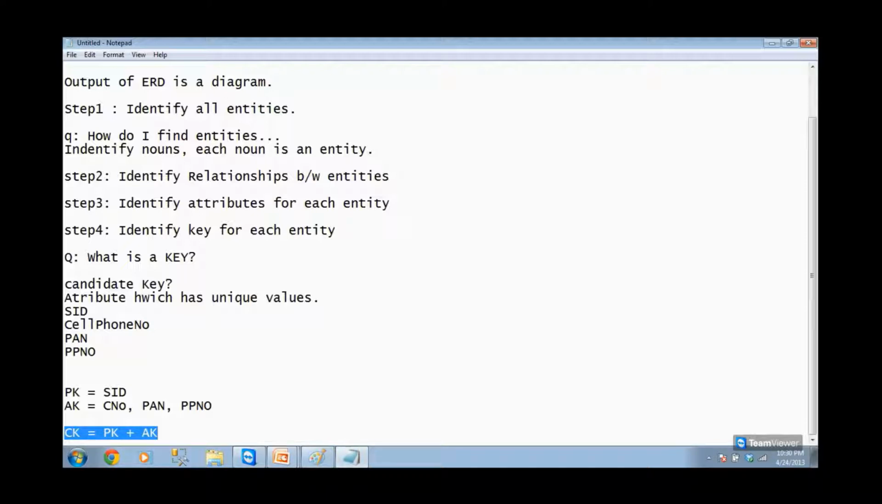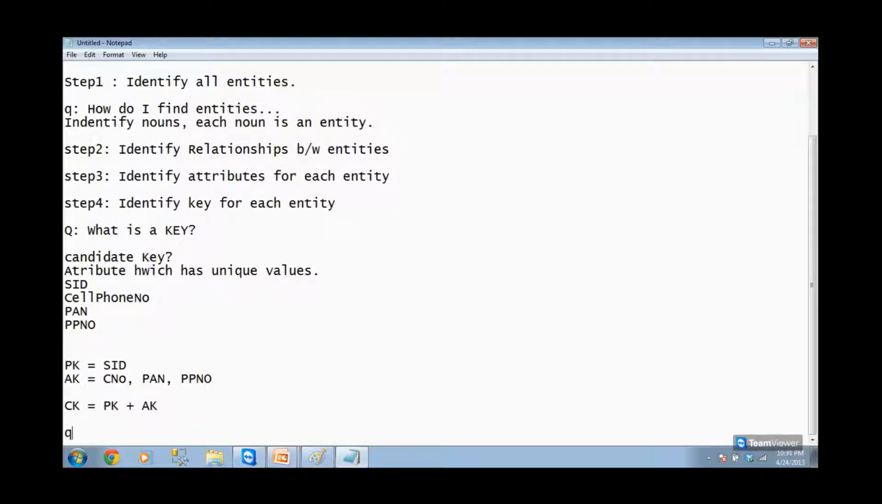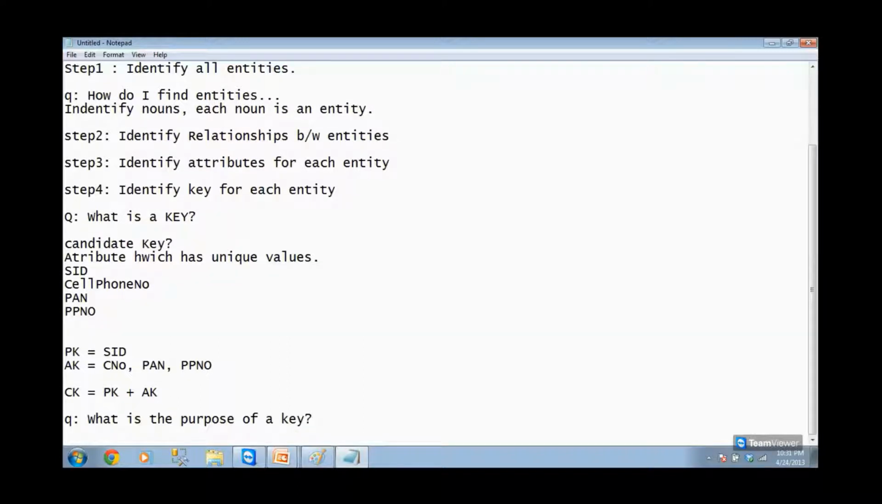Okay, so what is the purpose of a key? The question is, what is the key used for? The answer is, used to retrieve a single instance or a group of instances.